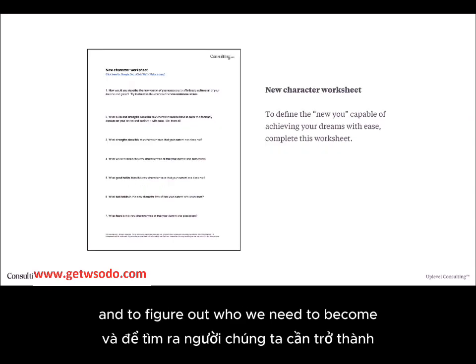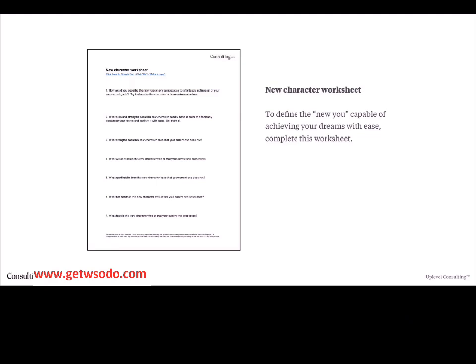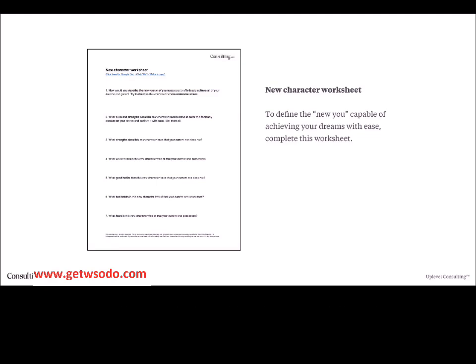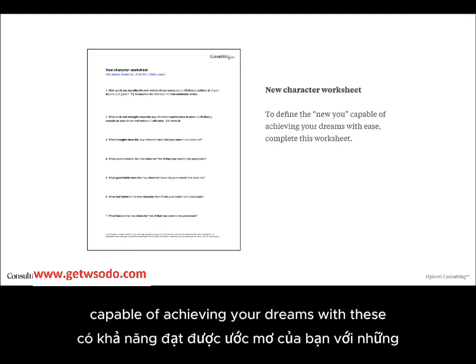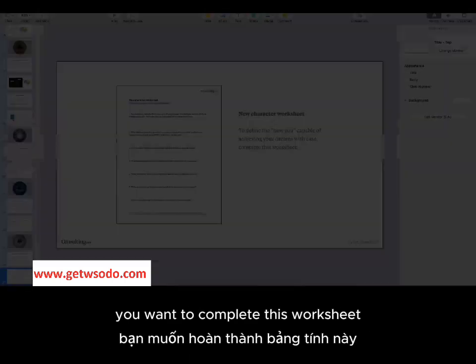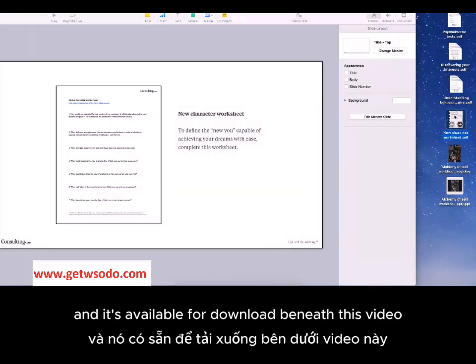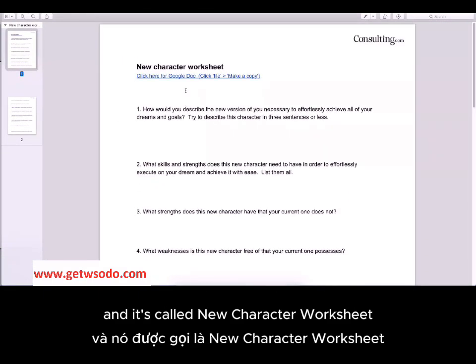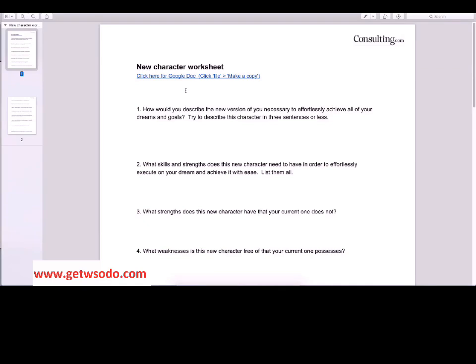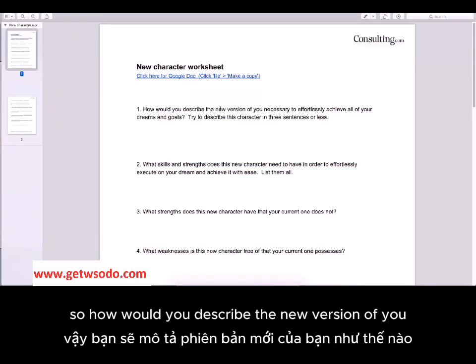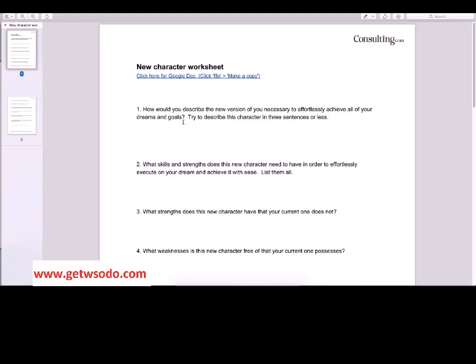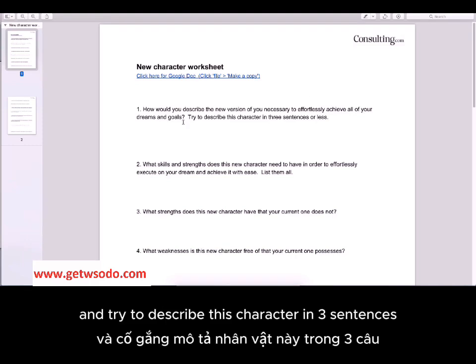And to figure out who we need to become, we've got a worksheet called the New Character Worksheet. And to define the new you capable of achieving your dreams with ease, you want to complete this worksheet. And it's available for download beneath this video in the resources section, and it's called New Character Worksheet. So how would you describe the new version of you necessary to effortlessly achieve all of your dreams and goals? And try to describe this character in 3 sentences or less.